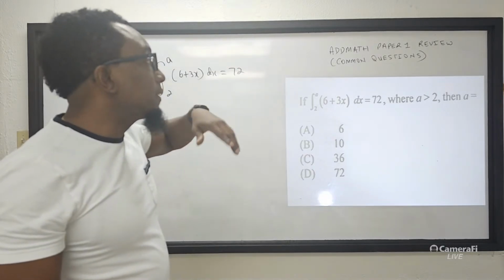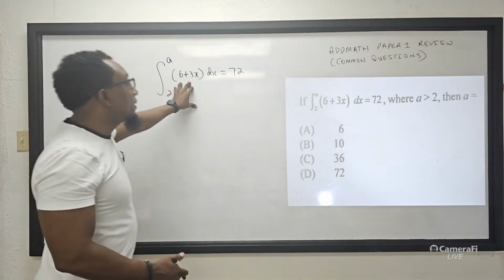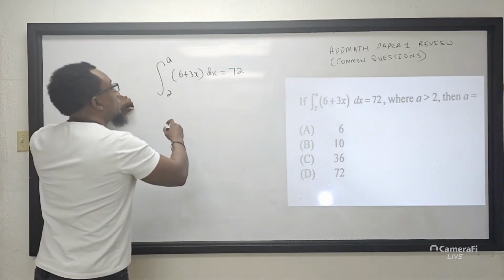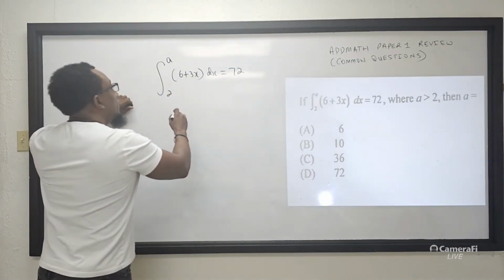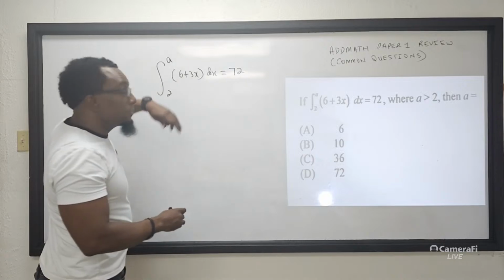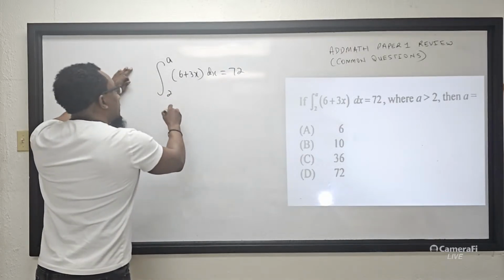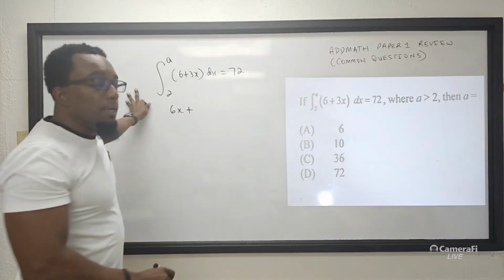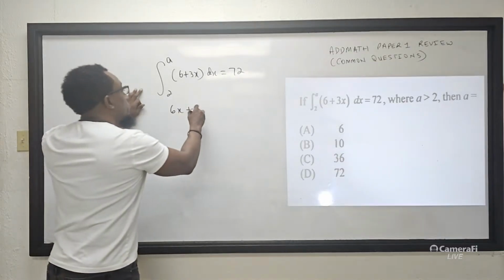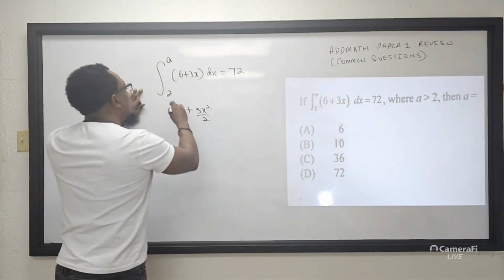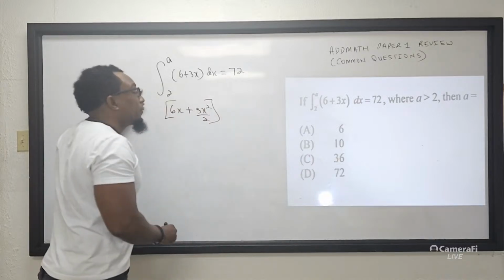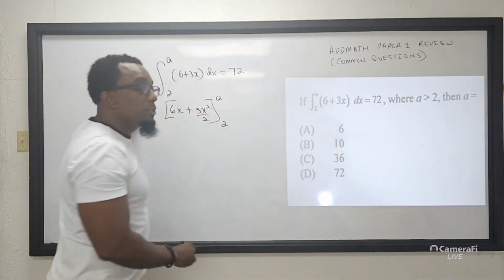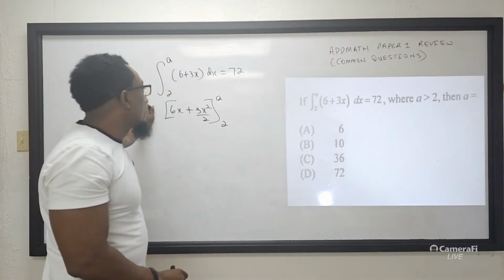Let's try a equal to 6. So what we're going to do is integrate this function given. The integral of 6 plus 3x will be, we drop the integral symbol and dx. So you're going to get the integral of 6 is 6x, plus the integral of 3x will be 3x squared over 2. We are going to maintain our limits, which are 2, and a is the upper limit, 2 is the lower.